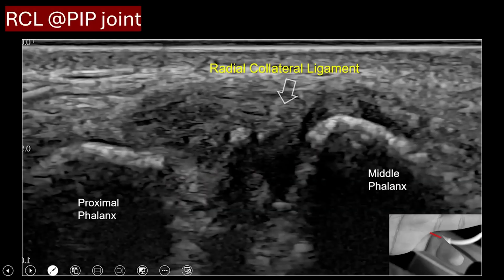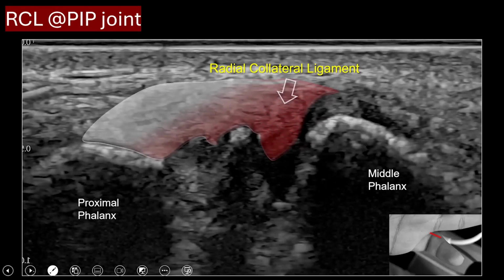Now, if you keep your transducer along the radial aspect of the interphalangeal joint, you are expected to see the crisp fibrillary or echogenic pattern of the radial collateral ligament. Instead of that, we have a ligament which is hypoechoic, thickened, and there is an anechoic gap at the distal attachment of the radial collateral ligament. So this is suggestive of a complete tear of the radial collateral ligament from its distal attachment.